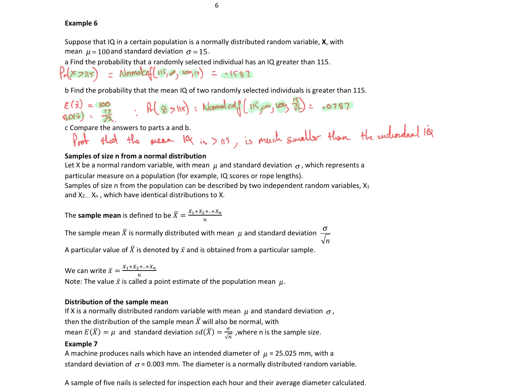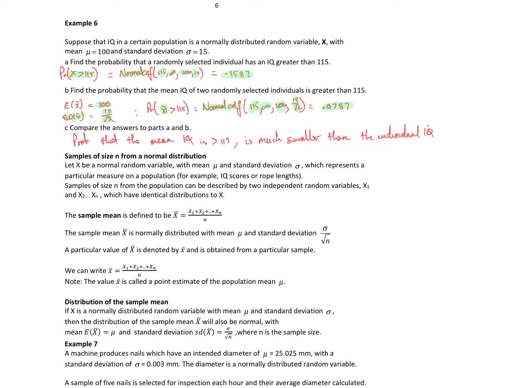So it kind of makes sense, doesn't it? What we're saying is the probability of one student having an IQ of greater than 115 is 0.1587. Now, the probability of the average of their IQs for 2 students to be greater than 115 is significantly less.